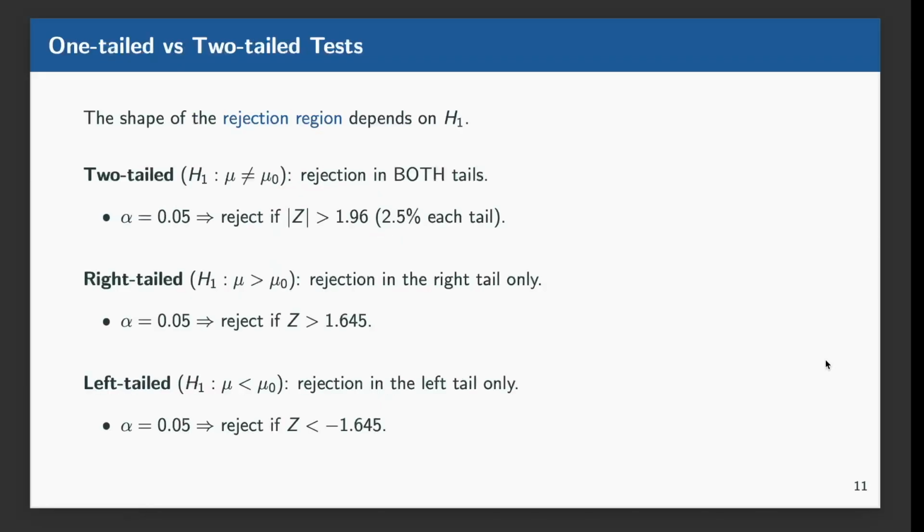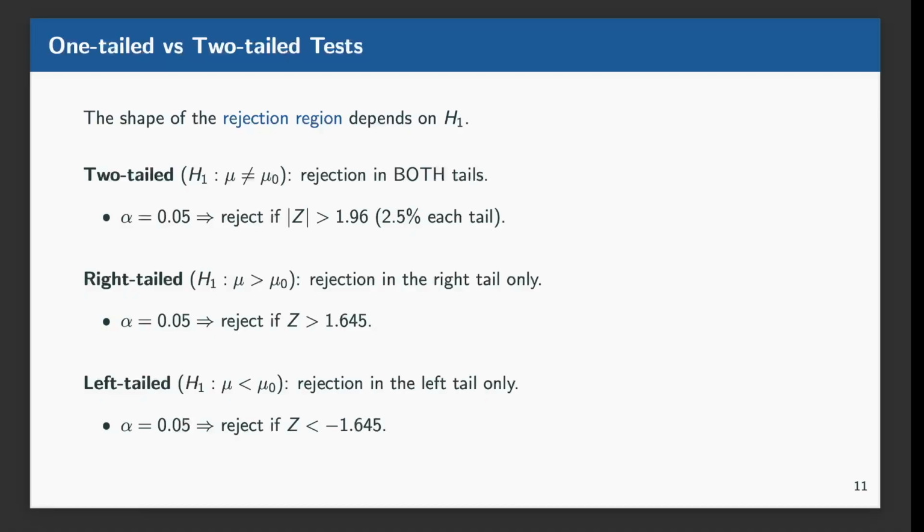The shape of our rejection zone, the range of test statistic values that would lead us to reject H0, depends entirely on which kind of H1 we wrote down earlier. For a two-tailed test, the rejection territory sits in both tails of the curve at once. At alpha equals 0.05, that means we reject H0 if our z-value falls beyond plus or minus 1.96, with 2.5% of the probability tucked away into each tail. For a right-tailed test, all of the rejection territory sits in the right tail alone, and we reject if z exceeds 1.645. For a left-tailed test, it is the mirror image of that, and we reject if z falls below negative 1.645.